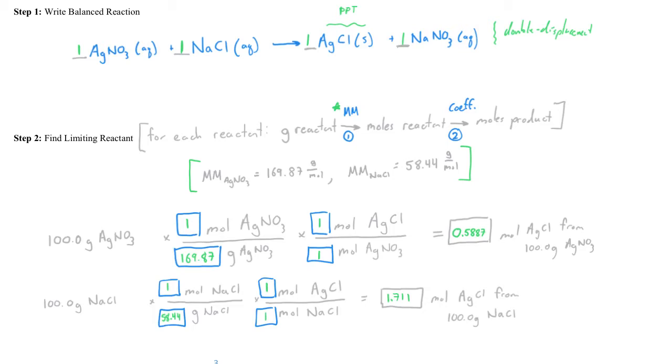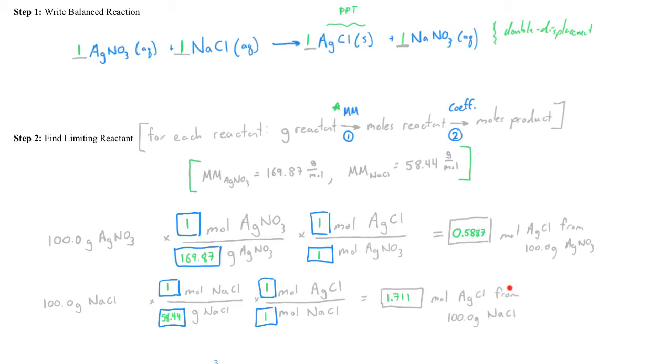So let's look at these 2 results and determine which one of them indicates the limiting reactant. Now remember, the limiting reactant is just the reactant which produces the least amount of moles of product. So if we compare these 2 mole results for silver chloride, that's our product, which one of them is less? Well, that's correct. This one is less. So it seems that from 100 grams of silver nitrate, we can only make 0.5887 moles of silver chloride. That would mean that silver nitrate is our limiting reactant rather than sodium chloride. Because with sodium chloride, we can make more than 3 times as much, 1.711 moles.